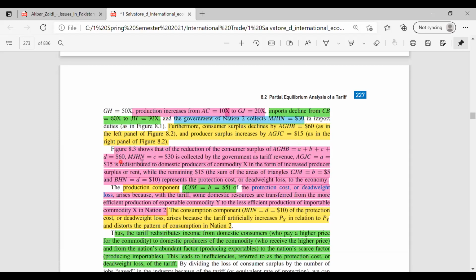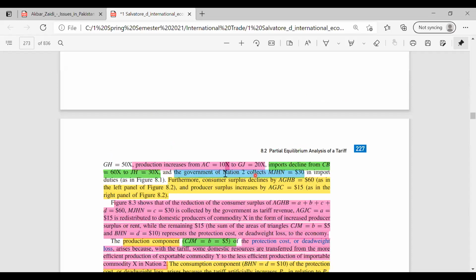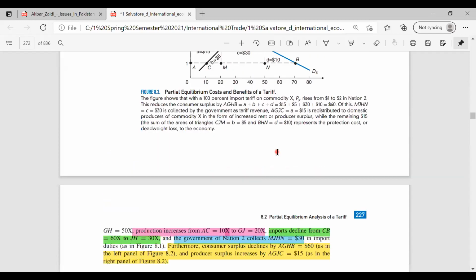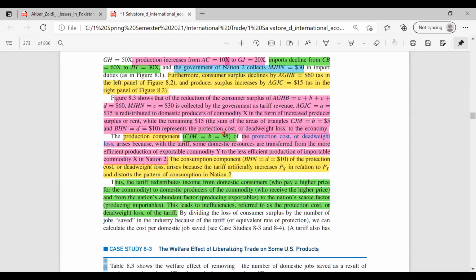From these $60, MJHN, which is equal to C, $30, is collected by the government in the form of the tax, and it is the government revenue. And AGJC, which is equal to A, is redistributed to the domestic producer of the commodity X in the form of increased producer surplus or rent. While the remaining $15, which is the sum of the areas of the triangles CJM and HNB, which is equal to D, represents the protection cost or the deadweight loss to the economy.